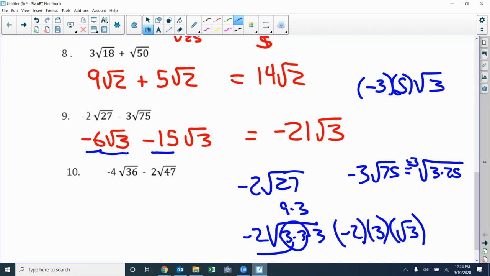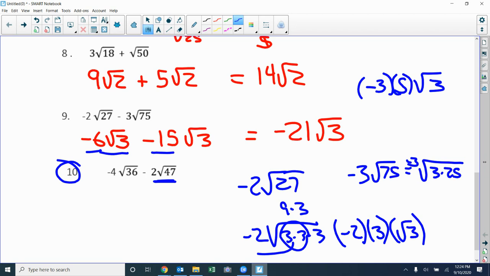Everybody okay? Now, number 10, I think I made a typo, but that's the way it turned out. Guess what? Square root of 47 has nothing to do with it. Can we subtract these? Cannot.